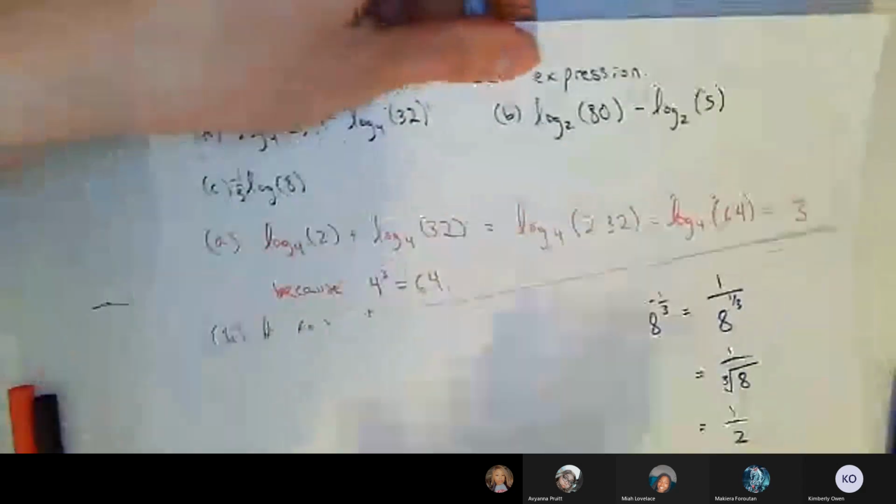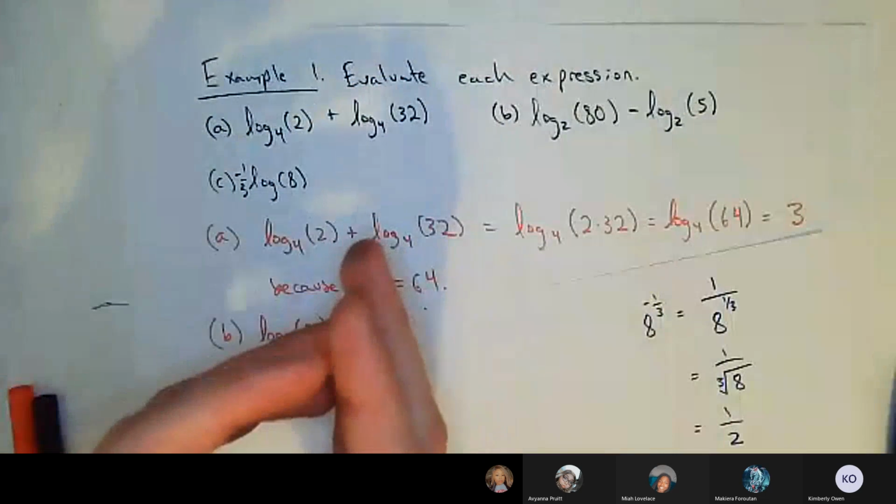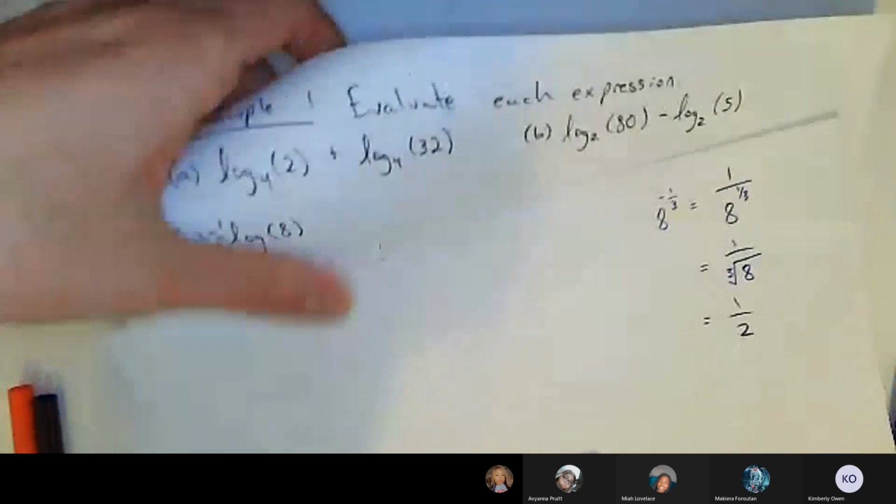Let's use the laws in the other direction. So instead of taking things that are expanded and compacting them, let's go the reverse direction. Let's take things that are compacted and expand them as far as they can be expanded.